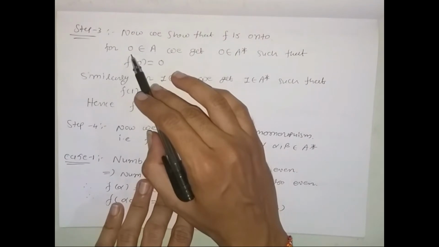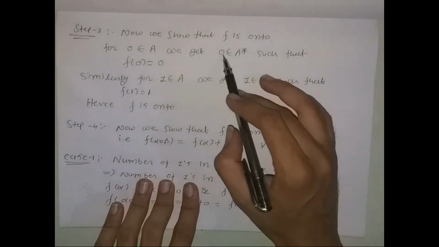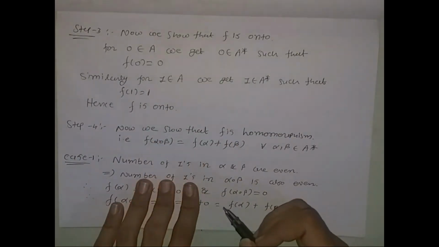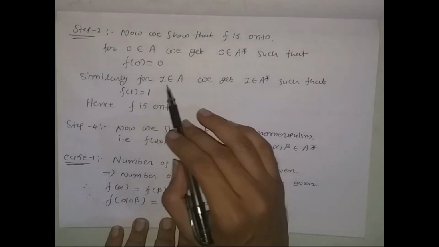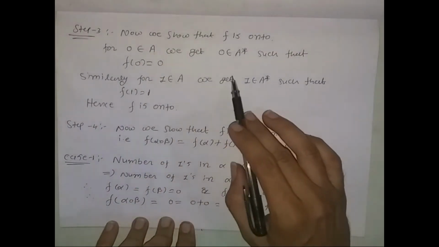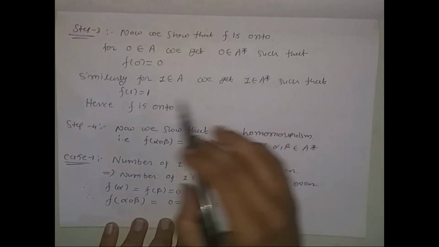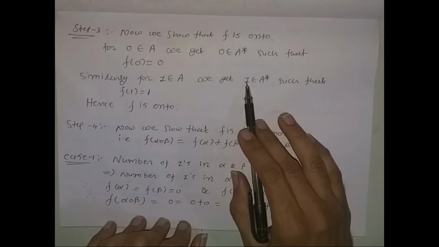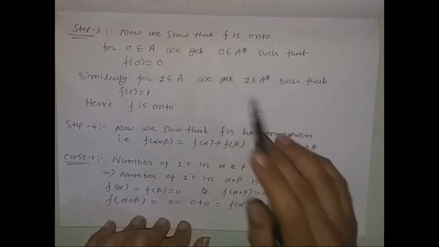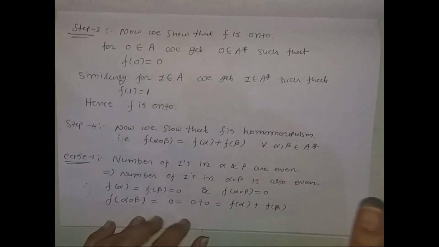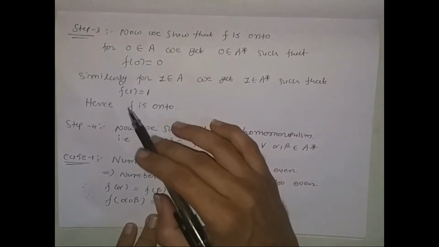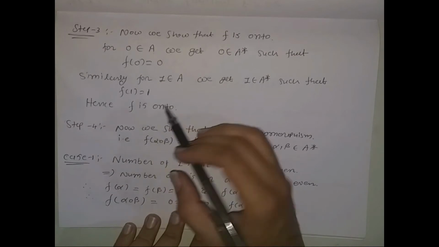So for 0 belonging to A, we get the element 0 belonging to A star such that f of 0 is equal to 0. Similarly, for 1 belonging to A, we get 1 belonging to A star such that f of 1 is equal to 1, because 1 is the finite sequence with only one 1. So f of 1 is equal to 1, hence f is onto.